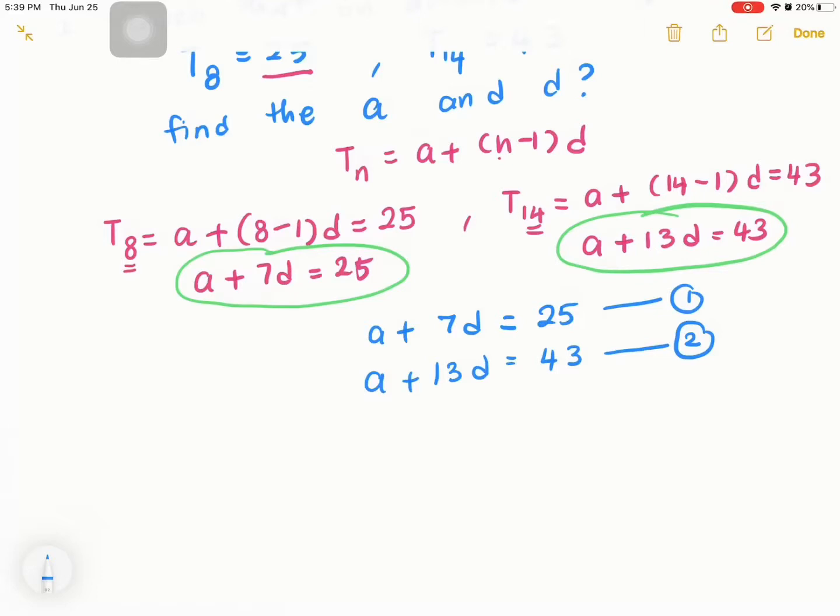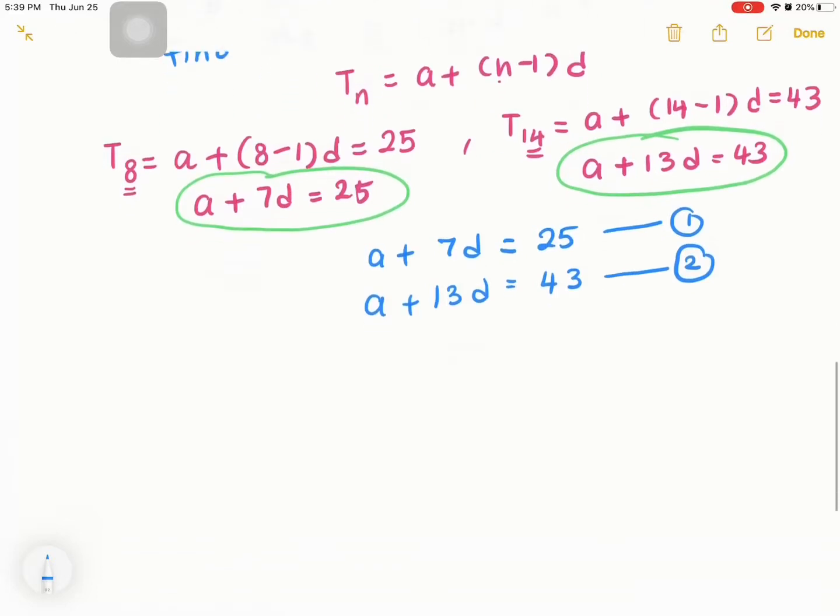Do you still remember how to do simultaneous equations? We just need to substitute, or we just eliminate the equation. So 2 minus 1, we get A minus A is 0. So 13D minus 7D is 6D equals 43 minus 25, which is 18. So D is equal to 18 over 6, which is equal to 3. Now we have solved our D.